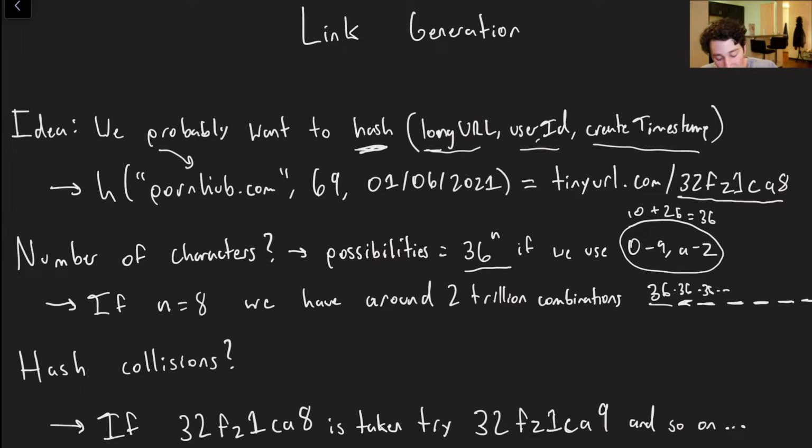And so as a result, if n is equal to 8, I looked this up on Google because I can't do this in my head, we have around 2 trillion combinations. And considering I said we need about 1 trillion links, that should be good for us. So the question now is, what do we actually want to do on hash collisions? Because when you only have 2 trillion buckets and 1 trillion things, you're probably going to have a decent amount of those.